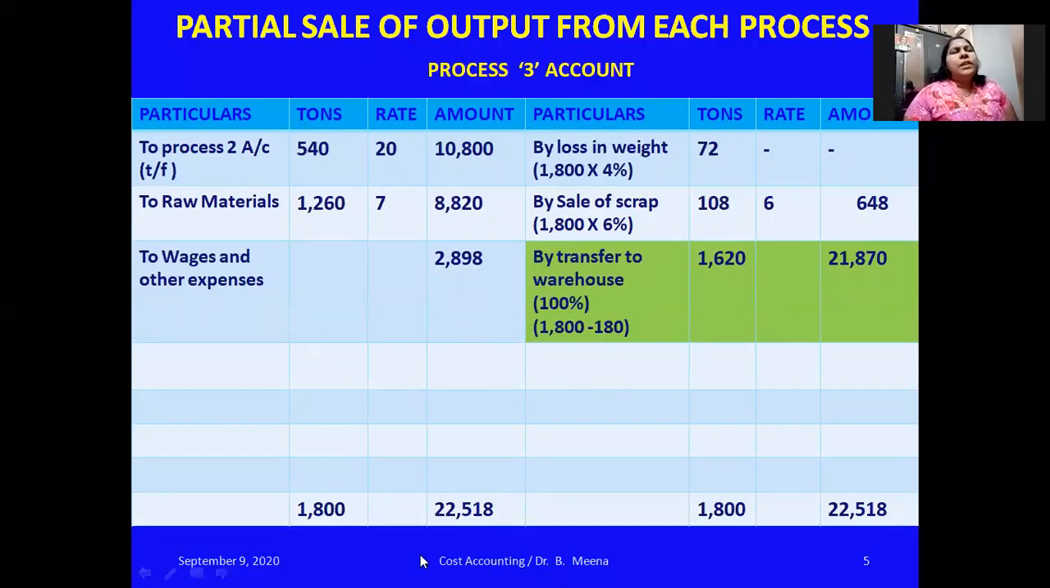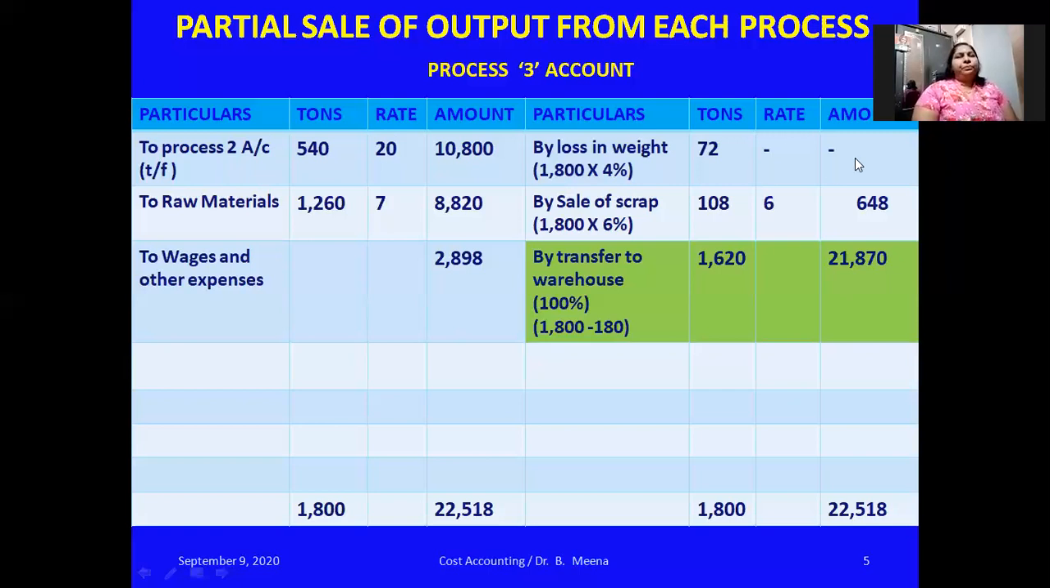Then I close the debit side with the tons as well as amount column. Then I'll move on to the credit side by loss in weight. Already told you, only on the input I have to calculate. The input totally comes 1,260 plus 540, it comes 1,800. So 1,800 into 4%, I'll get the wastage as 72 tons. Then I put hyphen mark in the rate column as well as in the amount column.